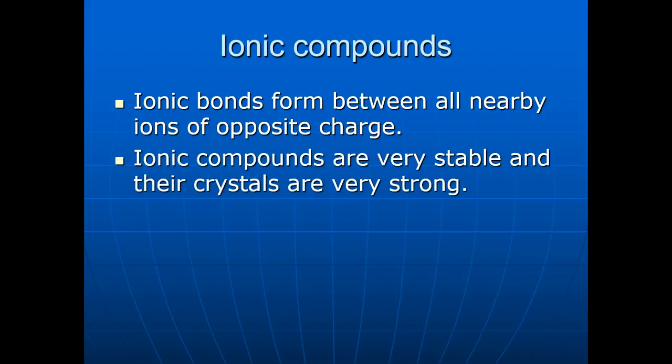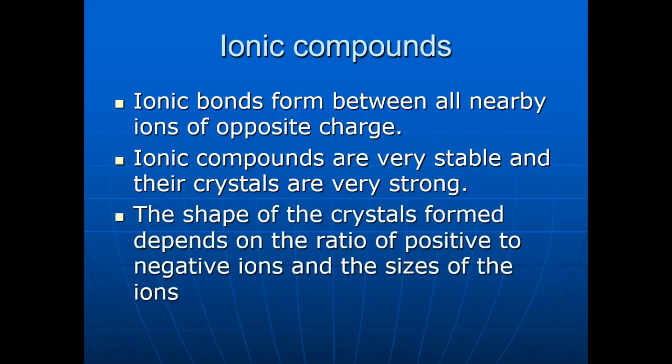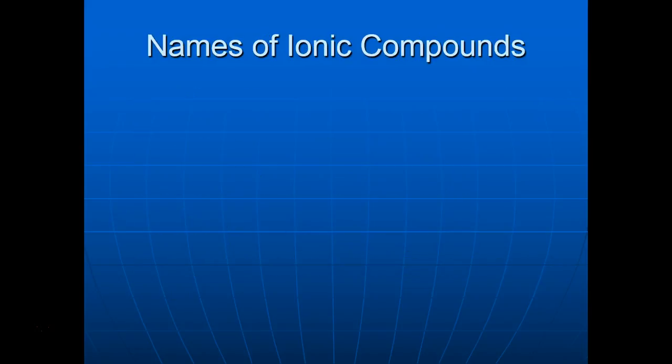These are extremely stable and their crystals are very strong. If you think about table salt, it is made of crystals. If you look at table salt under a microscope, you see a crystalline square or cube shaped structure, and these are very strong bonds. The shape of the crystals formed depends on the ratio of positive to negative ions and the sizes of those ions.